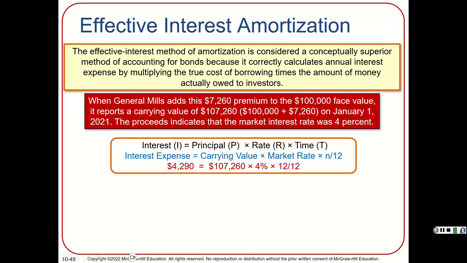So the interest expense equals the carrying value times the market rate times n over 12. So in this case, for the year, the interest expense is $42.90. You have your 107,260 times 4% times 12 over 12, which is 1 year, to come up with the $42.90.